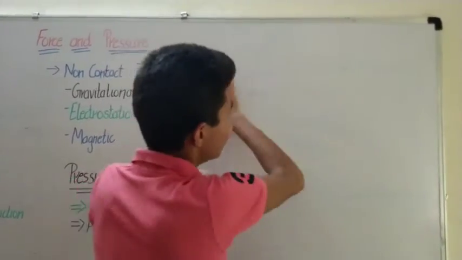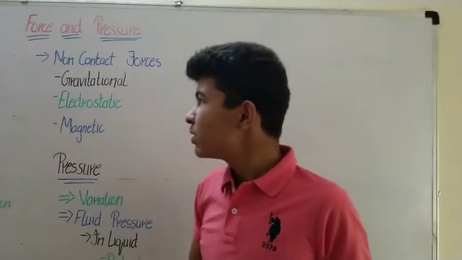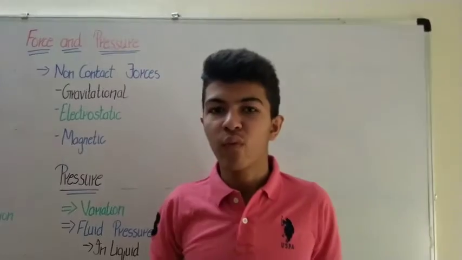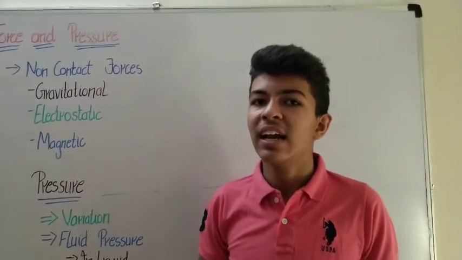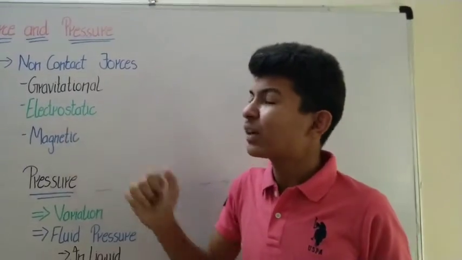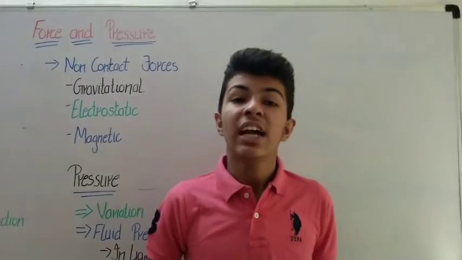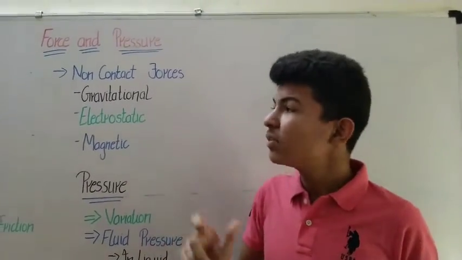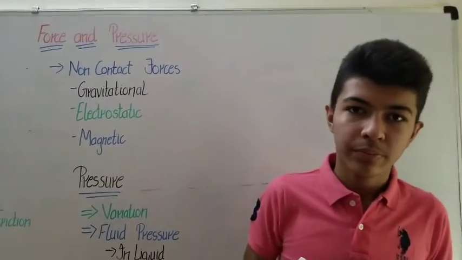So this is the gravitational force. It does not require contact between the bodies. And now let's move to the electrostatic forces. We have learned about electricity. So what does electrostatic mean? Electro means electricity and static, as we discussed, means rest. So this is when the electric charges are at rest.